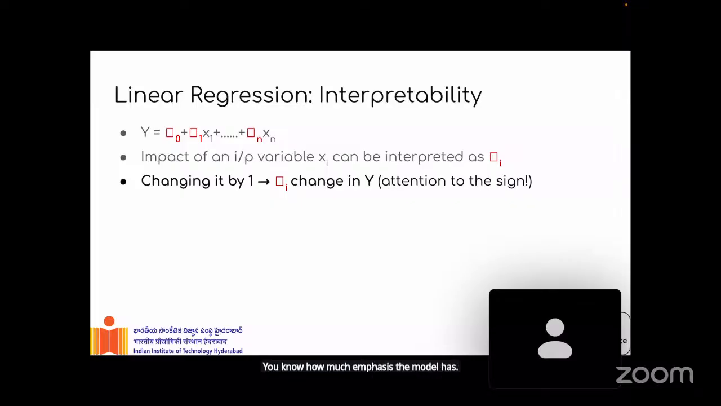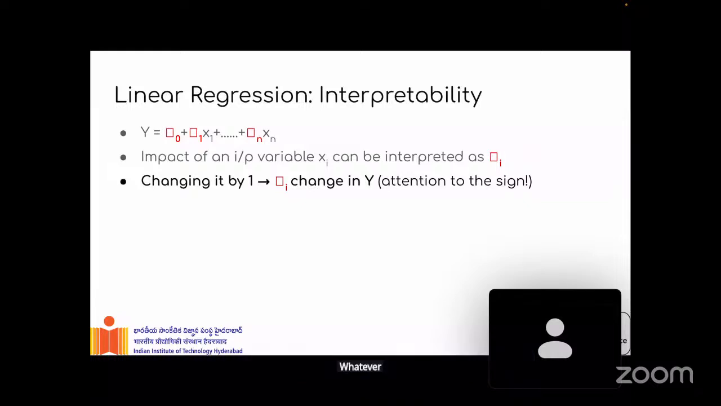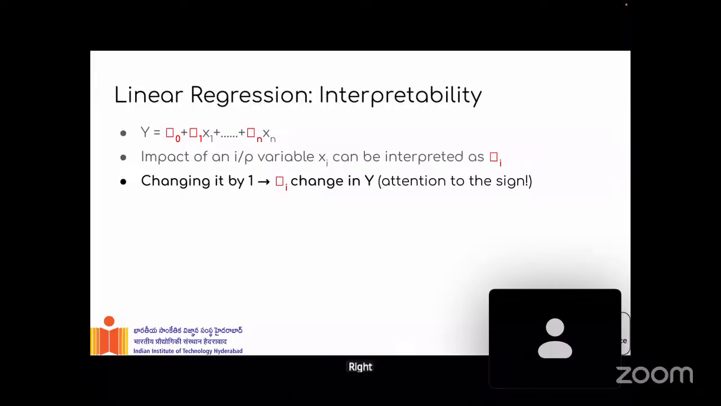And any other application, it need not be this flat price prediction. It can be anything. Whatever is the feature, you know how much weight is given by the model. That's it. You understood everything about the model. By changing a particular feature by one unit, you know how much the output changes, right? In place of x1, you put x1 plus 1. The rest of them is unchanged. So y changes by beta 1.